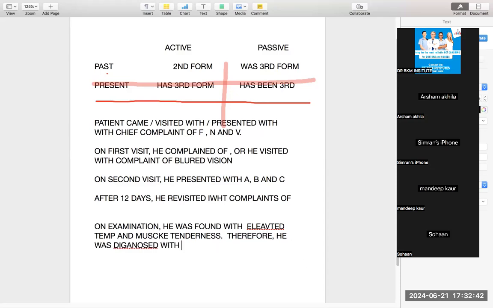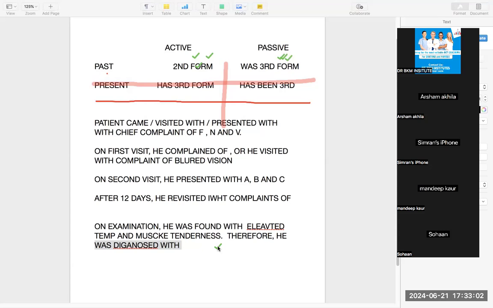This is the diagnosis by the doctor or by us or again by the hospital. That is why was plus third form. If you understand what you are doing in the grammar: when the patient is complaining, active, second form. Passive, was plus third form. On examination, he was diagnosed with.